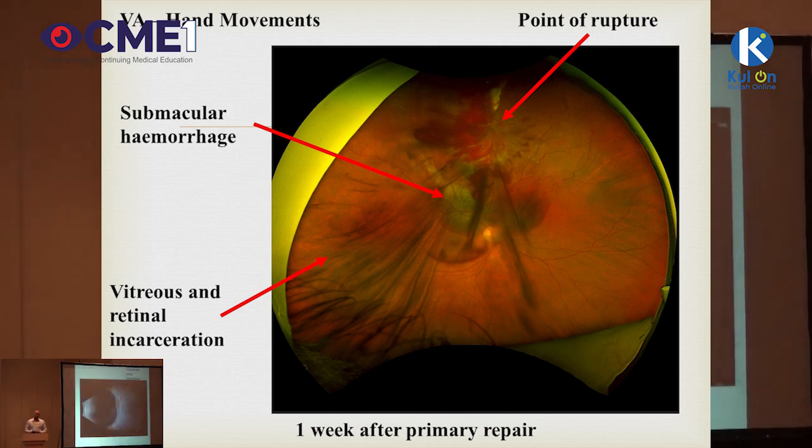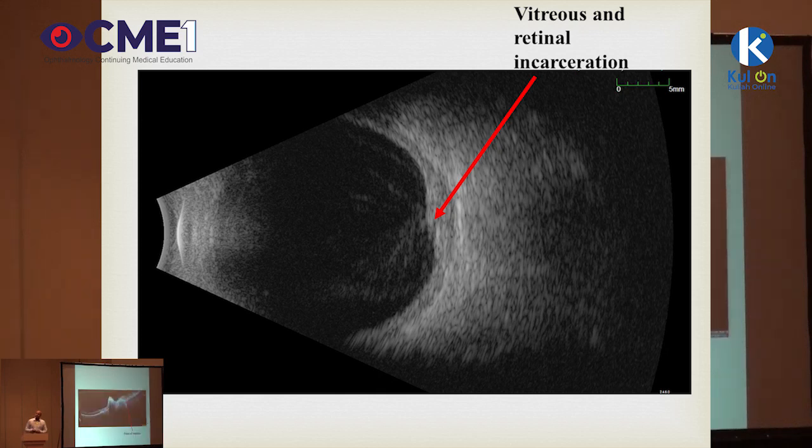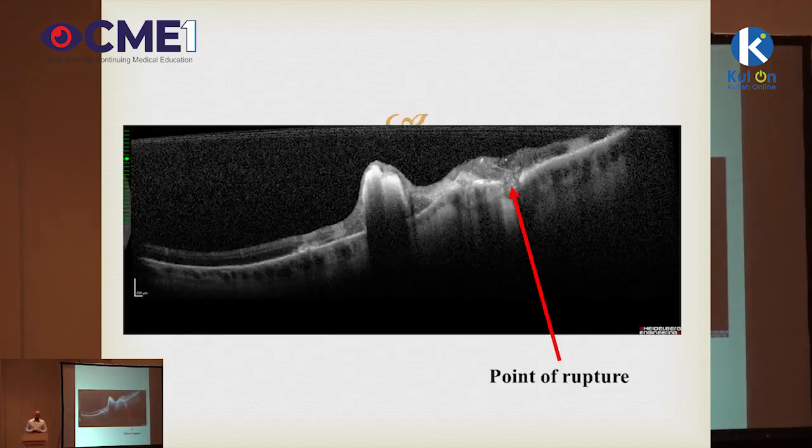And this is the B-scan ultrasound, and it again shows it very nicely that there's vitreous and retinal incarceration at the site of the rupture. And if you looked at the OCT, because it's quite a posterior rupture, you can actually see the point of rupture on the OCT. You can see that the RPE band is discontinuous, and in the choroid there's a big defect there as well.